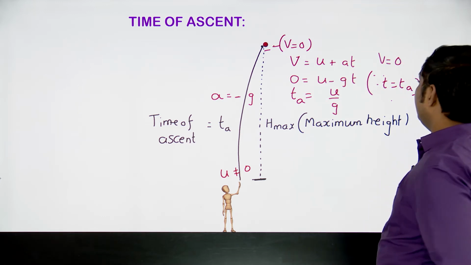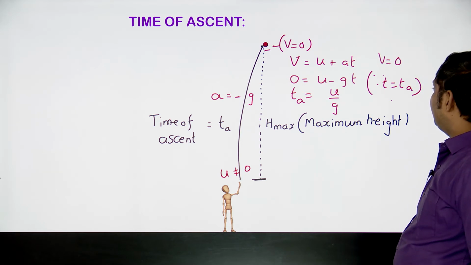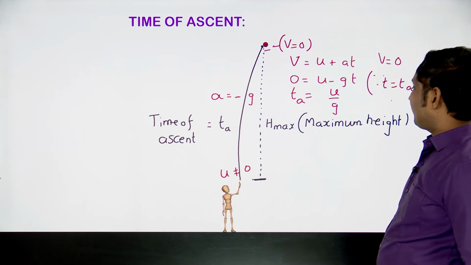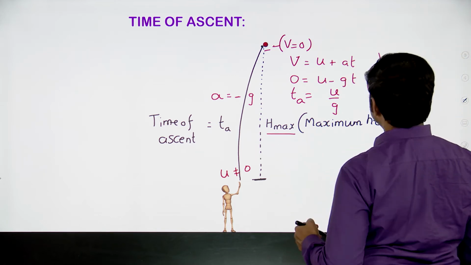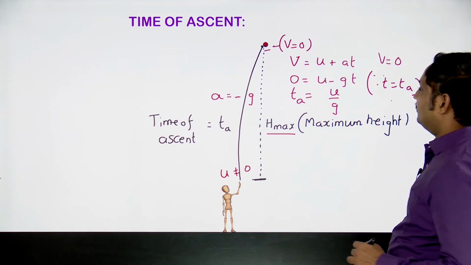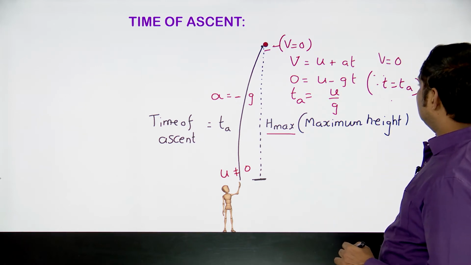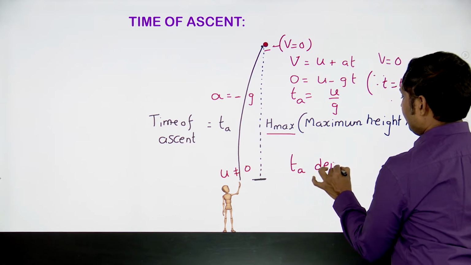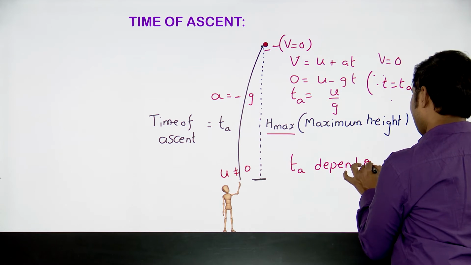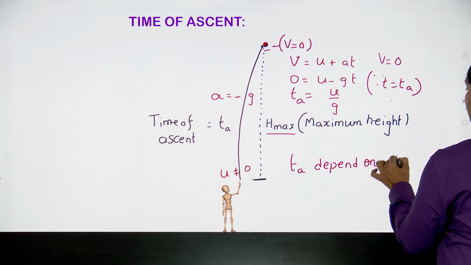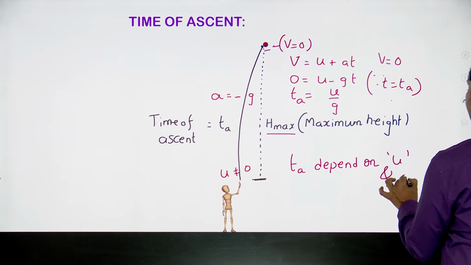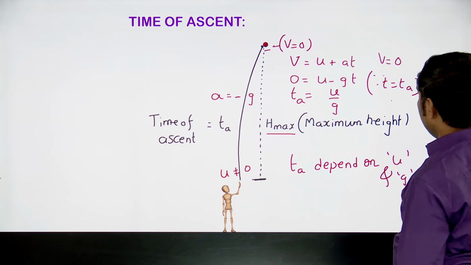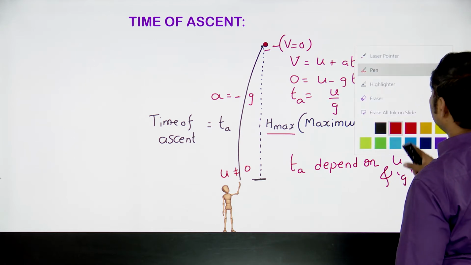V is equal to U plus AT and T is equal to TA, time of ascent. It's very clear. We would like to go for that one. Here also TA is going to depend on U and G. It depends on two parameters, we just have to get this one. So, we would like to go for the next one.